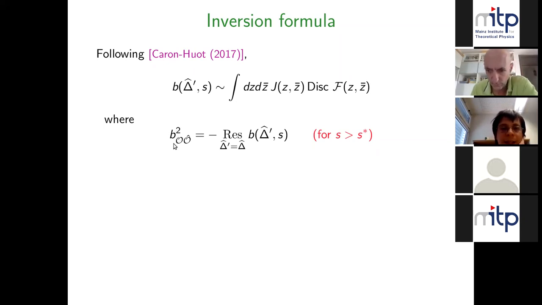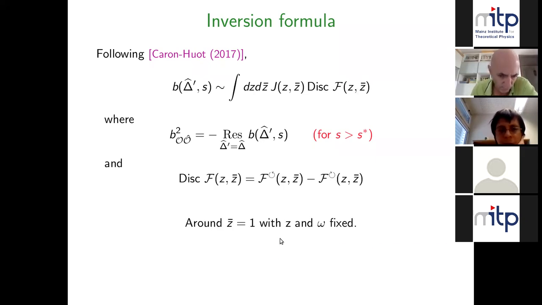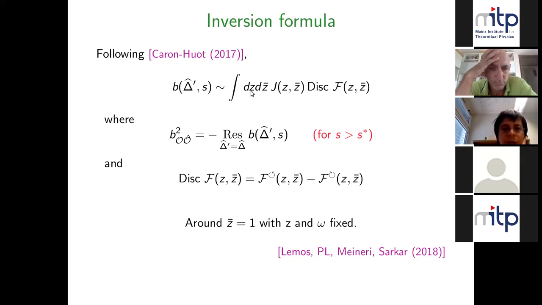And the idea is that the CFT data is given by residues and poles of this function B, which can be obtained from a certain discontinuity of the correlator around z bar equals 1. This J is a kernel. It is a function that we understand very well. So after you calculate the discontinuity of the correlator, you just multiply by the kernel, do these integrals, and then you can extract the CFT data by looking at the poles and the residues of this function.